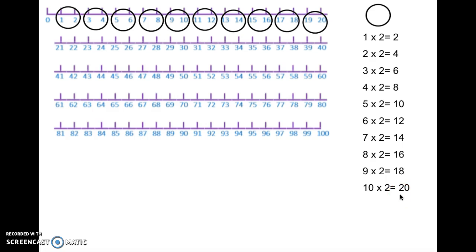Well, one pattern that I see is that all of the products are even numbers, right? All of the products are even numbers. The ones digits, so we look at the ones digits, they go 2, 4, 6, 8, 0. And look at the ones digits here, 2, 4, 6, 8, 0. Another kind of weird pattern there, right?